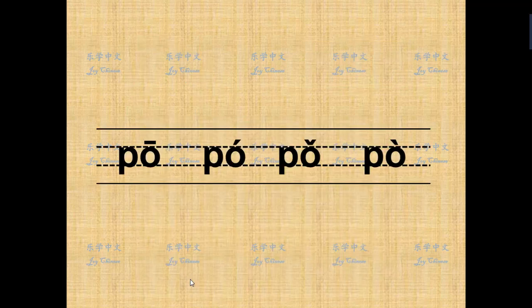Okay, next we are going to combine p and o together with the 4 different tones. The first one, po. Second tone, po. Third tone, po. Fourth tone, po.